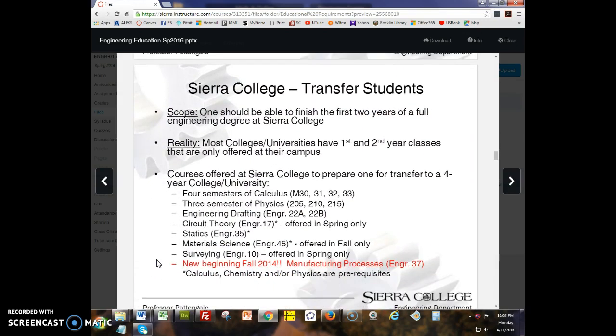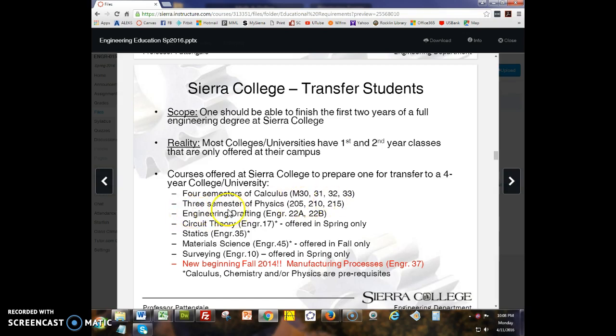So Sierra College's transfer students should be able to finish an engineering degree in 2 more years after they transfer. The reality is it often happens that there are specialty classes that the 4-year schools offer that we can't offer because they're too specialized. So we do offer all the math that you need, Math 30, 31, 32, and 33. So this is Calc 1, Calc 2, Calc 3, and then Math 33 is differential equations and linear algebra together.